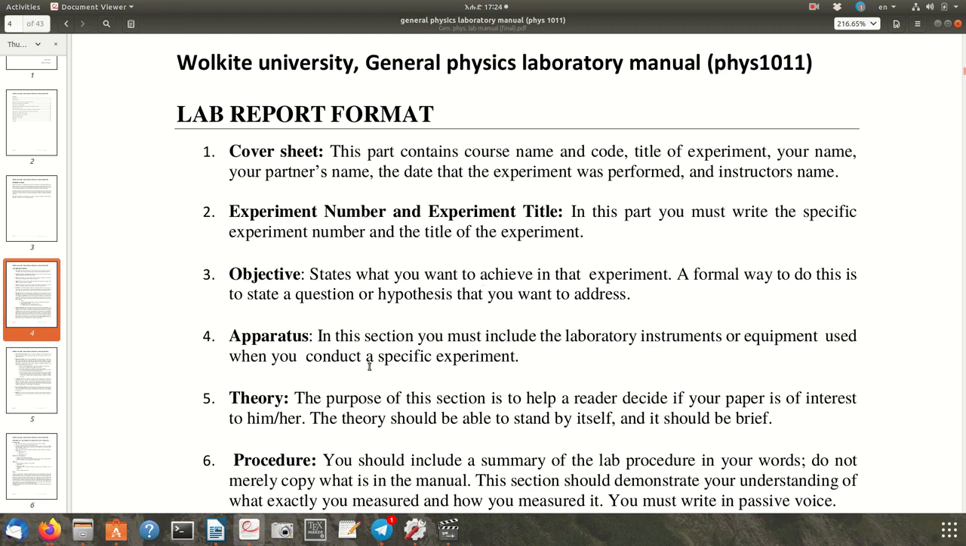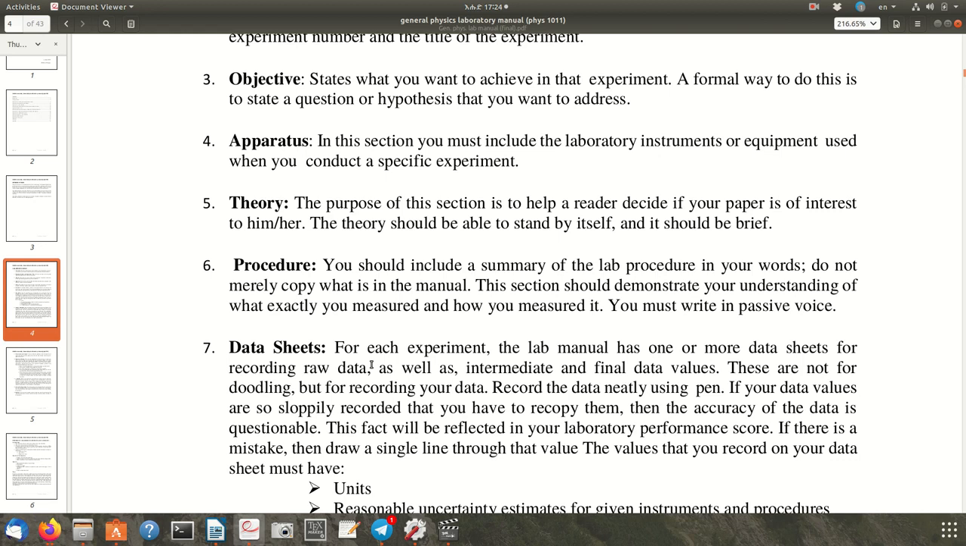Next, the theory follows. Theory means the general scientific facts about the experiment you are conducting, which will be written in a precise way. But writing the theory word by word is not good. It takes time, and it's not good in general. You have to write the theory in a short, brief, and clear way. Next is the procedure.